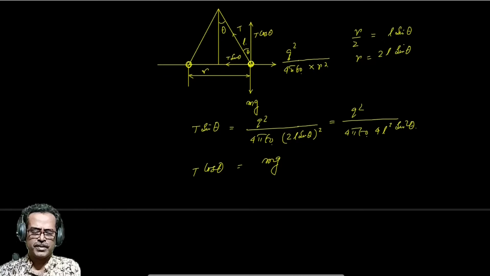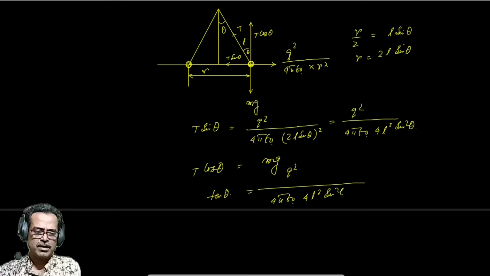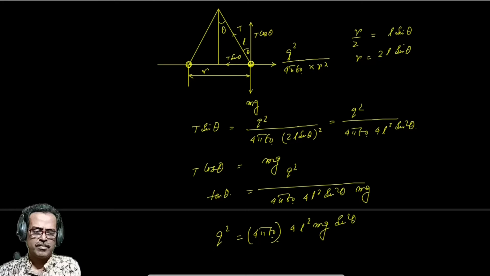Therefore, dividing these two equations, we get tan theta, sin theta by cos theta, is equal to q square by 4 pi epsilon 0 into 4 L square sin square theta, divided by mg. Therefore, q square is equal to 4 pi epsilon 0 into 4 L square mg sin square theta into tan theta.